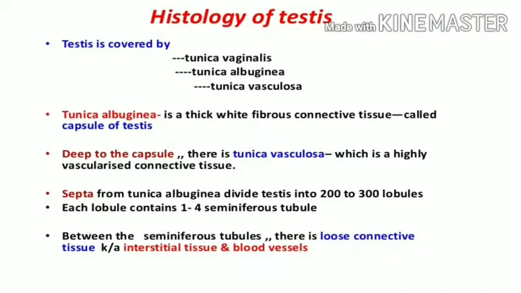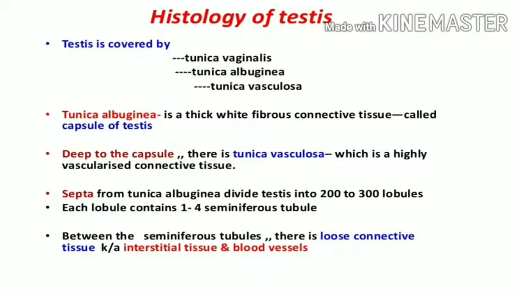Firstly, it is surrounded by three layers. The outermost layer is the tunica vaginalis, derived from the abdominal and pelvic peritoneum. Below this is the tunica albuginea, made up of collagenous fibrous connective tissue, and the innermost layer is the tunica vasculosa, made up of richly vascularized delicate areolar connective tissue.